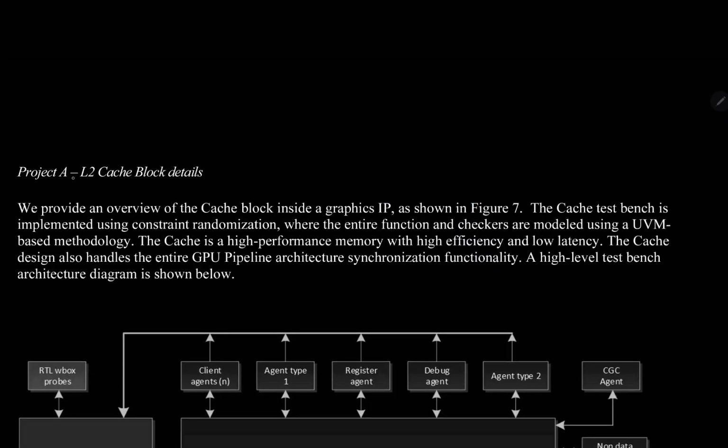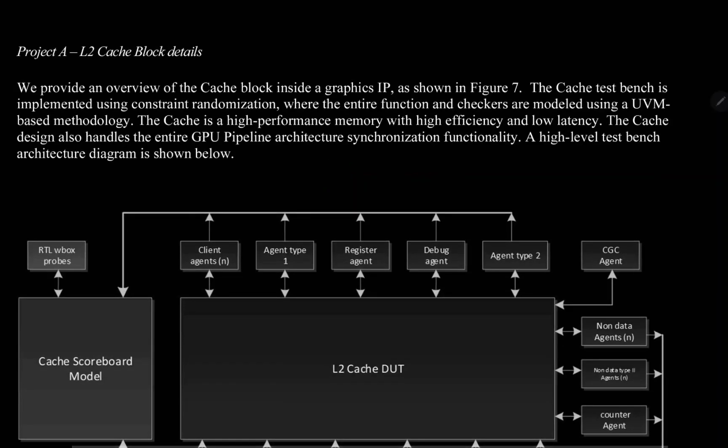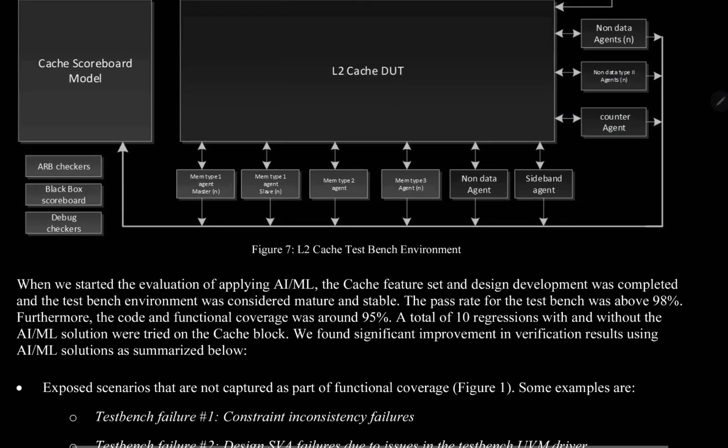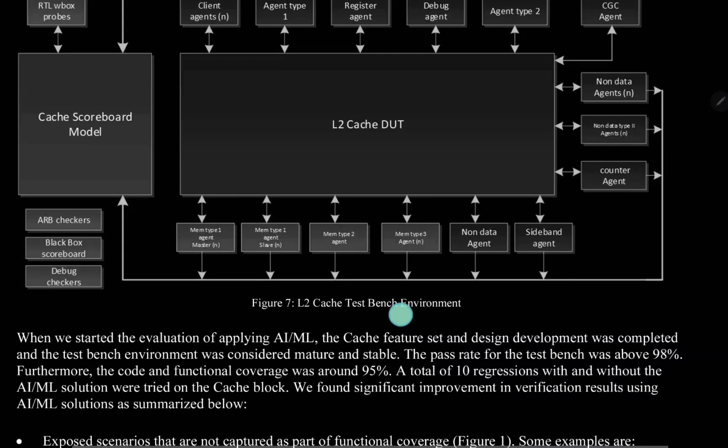Project A, the L2 cache block detail. We provide an overview of the cache block inside the graphics IP as shown in figure 7. The test bench is implemented using constraint randomization, where the entire function and checkers are modeled using the UVM methodology. The cache is a high-performance memory with high efficiency and low latency. The cache design also handles the entire GPU pipeline architecture synchronization functionality. A high-level test bench architecture diagram is shown below. Figure 7, L2 cache test bench environment.